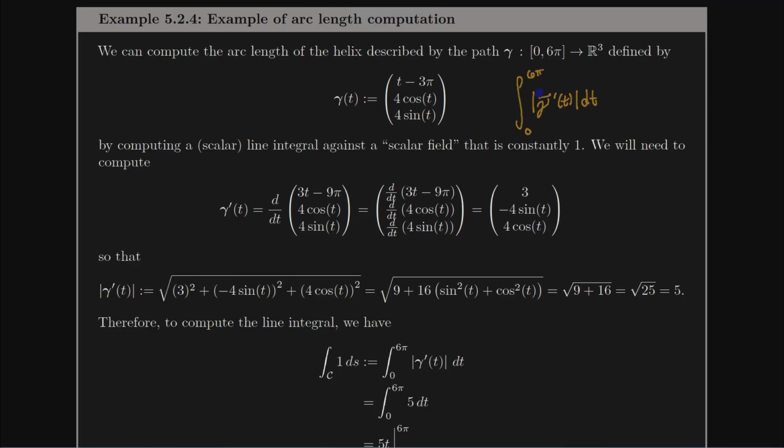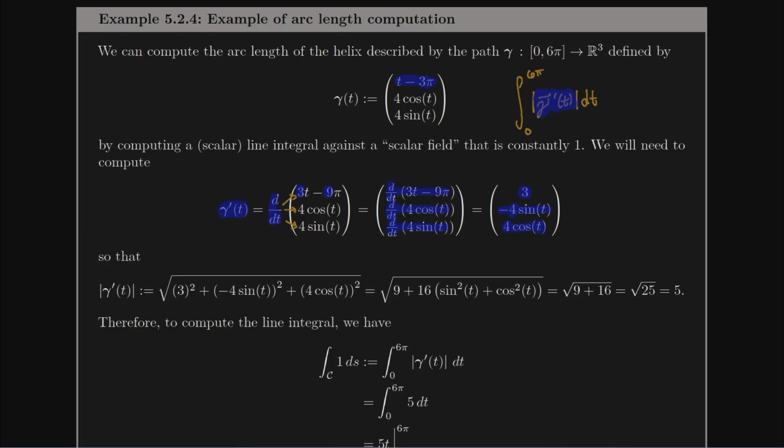To get the magnitude of the derivative, we will definitely need the derivative, and to get the derivative, we just take d dt and apply it to each entry in the vector. It looks like for some strange reason I decided to change my problem from t minus 3 pi to 3t minus 9 pi. So let's assume that 3t minus 9 pi was correct, and we take the derivative of 3t minus 9 pi to get 3 in the first entry, the derivative of 4 cosine t to get negative 4 sine t in the second entry, and the derivative of 4 sine t to get 4 cosine t in the third entry.